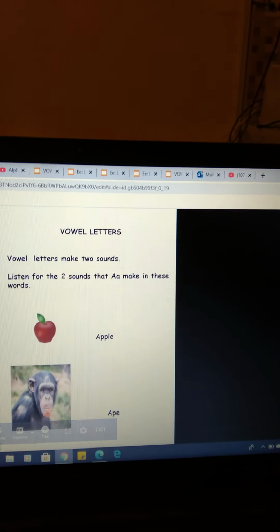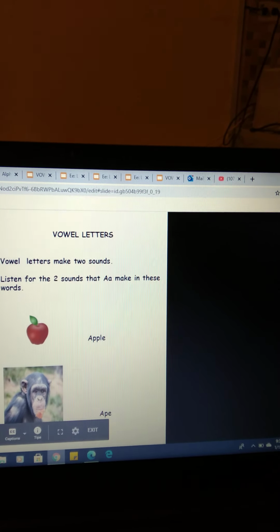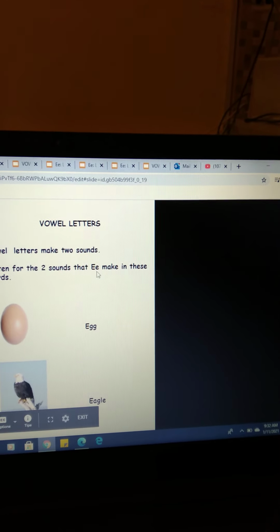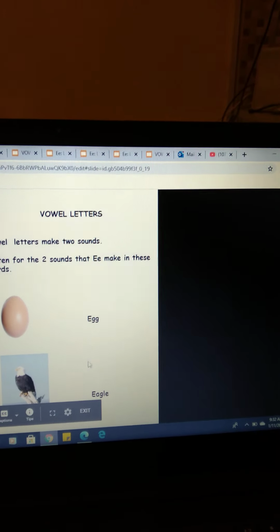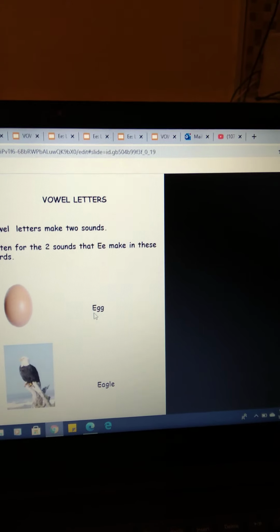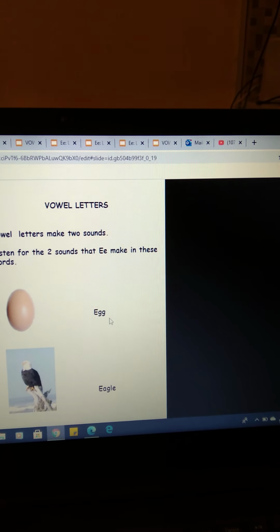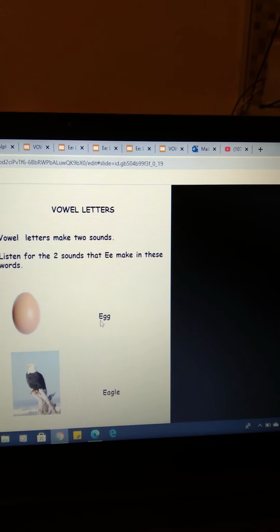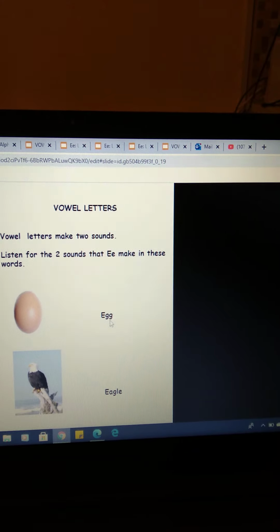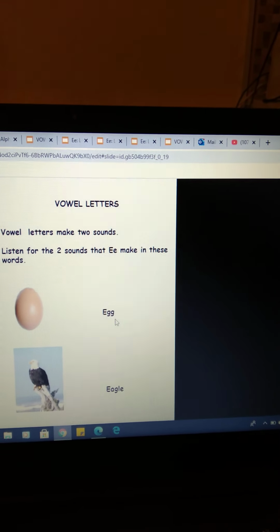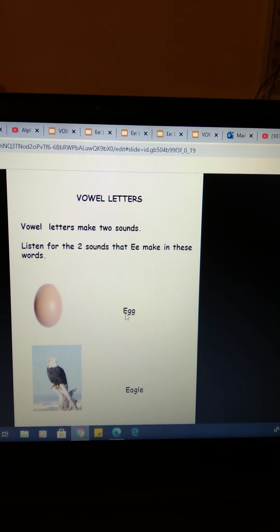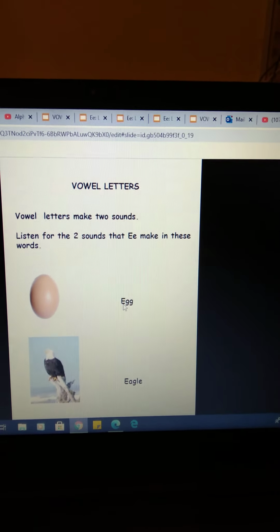Now we're going to another vowel letter and see if it does the same thing. This time we're going to the vowel letter E. There's an E in this word and an E in this word. Let us see what E says in each word. Egg. Now the arrow is under the E, so the E is talking. Listen for what the E says. E, and then we go to the other letters. G. Egg. Now what sound did you hear the E making in the word egg? Yes, you are correct. It said eh.